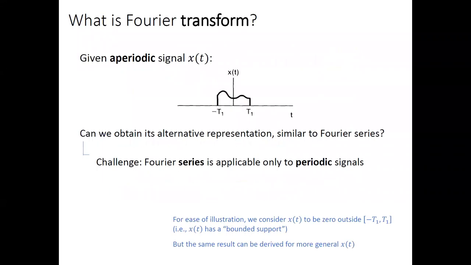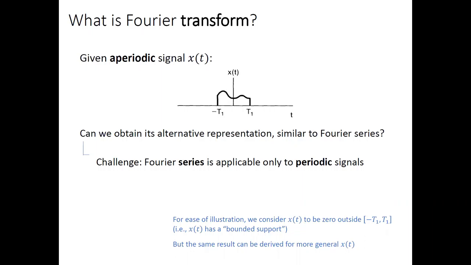Let's begin with what is Fourier transform. As I said, we want to deal with an aperiodic signal. So we have an aperiodic signal x of t, which looks like this. For ease of illustration, here we assume that x of t is zero outside of this region, minus t1 to t1. In other words, this kind of signal is called a signal with a bounded support. But the same result indeed can be derived for general x of t. So we can have x of t that extends infinitely to both left and right, and the same result still holds. So here we have a finite support, minus t1 to t1, just for the ease of illustration.